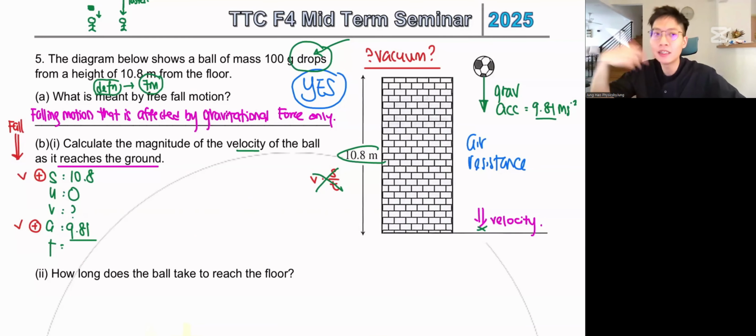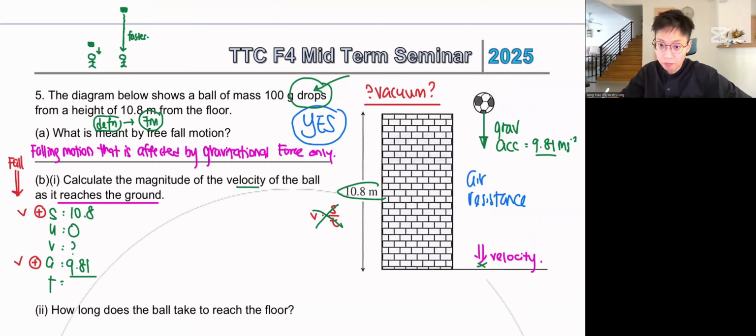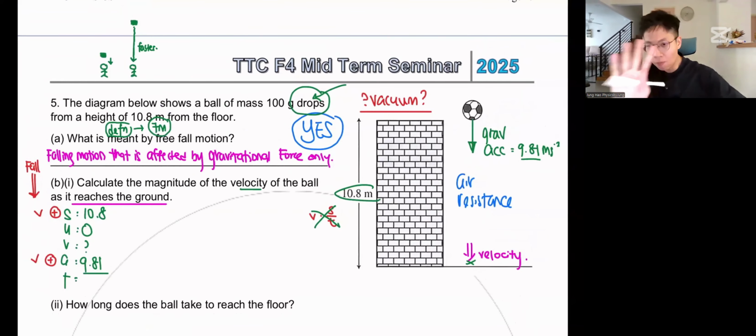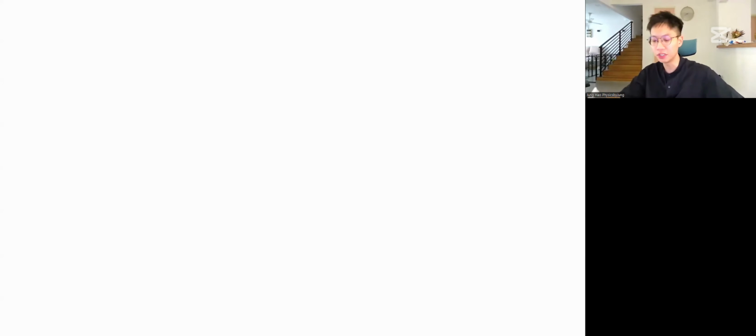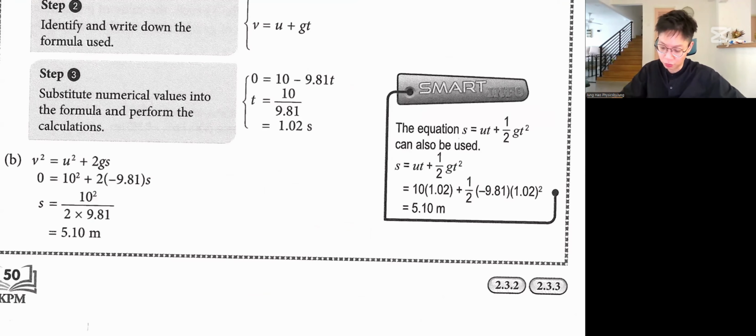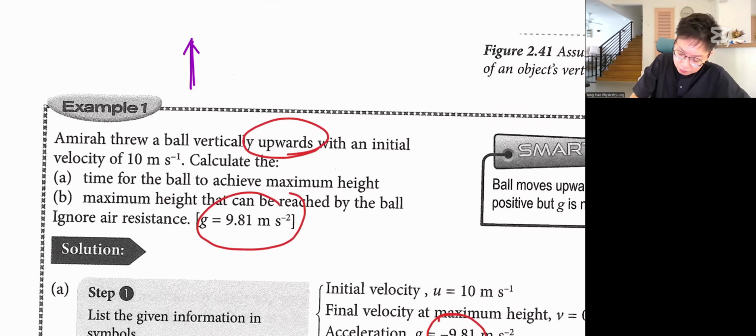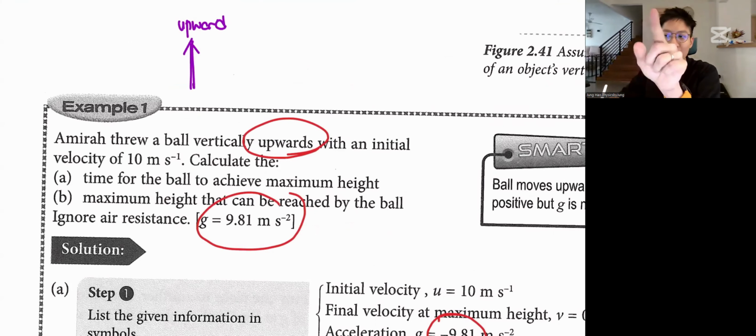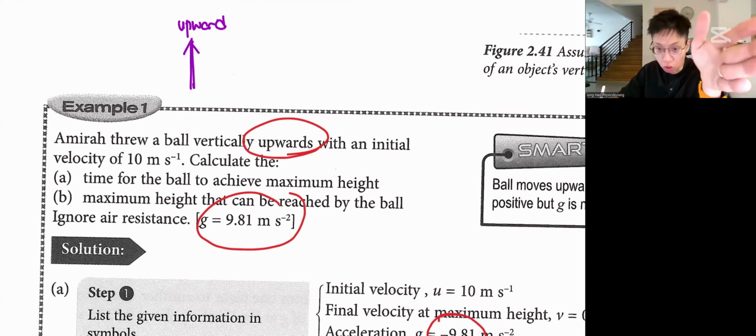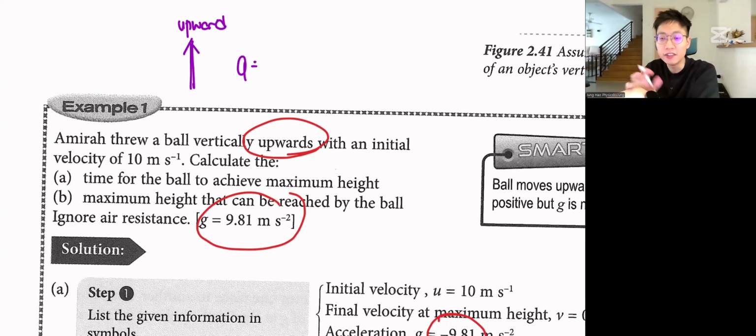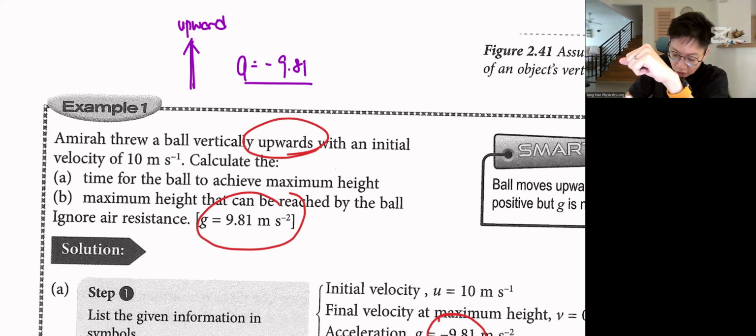Then there's another difference now. If throw upwards, no need so troublesome. If throw upwards, I ask you a question. Let's look at the question first. If thrown upwards, when something goes up, it will go faster or go slower? Go slower, right? Meaning to say it accelerates or decelerates? Decelerates, right? So your A, you put positive or negative? Negative, right?